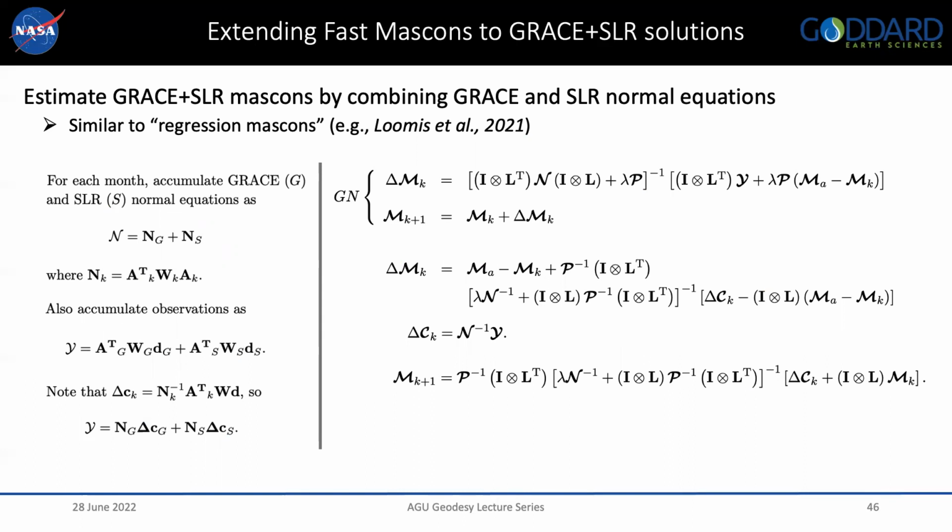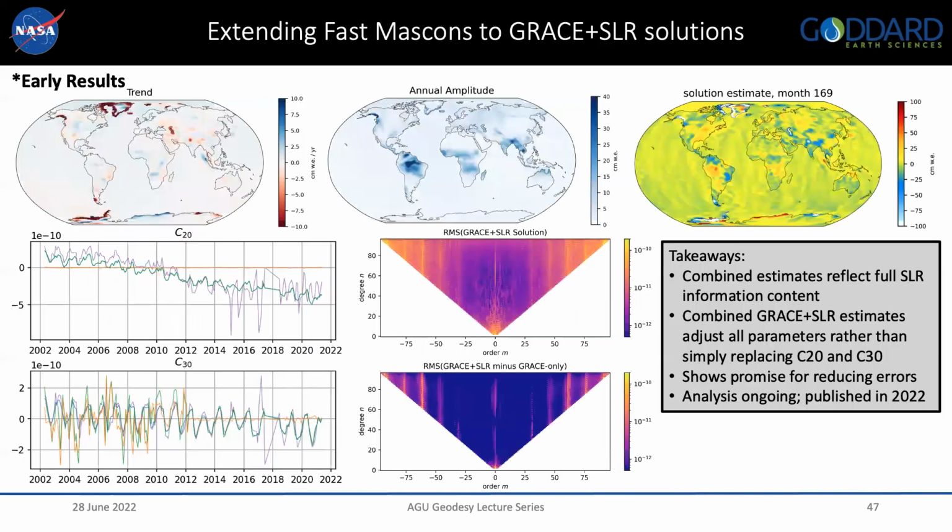We do this by combining the full normal equations of each, similar to how Bryant does his regression mass cons, but on these monthly timescales, and we're able to estimate these combined solutions. Once the combination occurs, we have a GRACE plus SLR fast mass con, and the estimation process from there is basically the same as the fast mass con approach. Like I said, this is unpublished. It's an active area of research, but to close this talk, I thought I'd show some early results from this co-estimation effort.